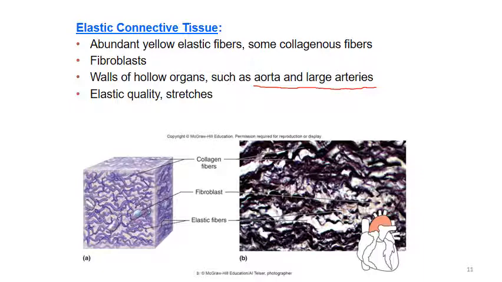Which is actually what happens as we get older. Our aorta, our large arteries lose that elasticity, and so then it's much easier for them to rupture. But this is a very, very good characteristic for this tissue, allowing for stretch.